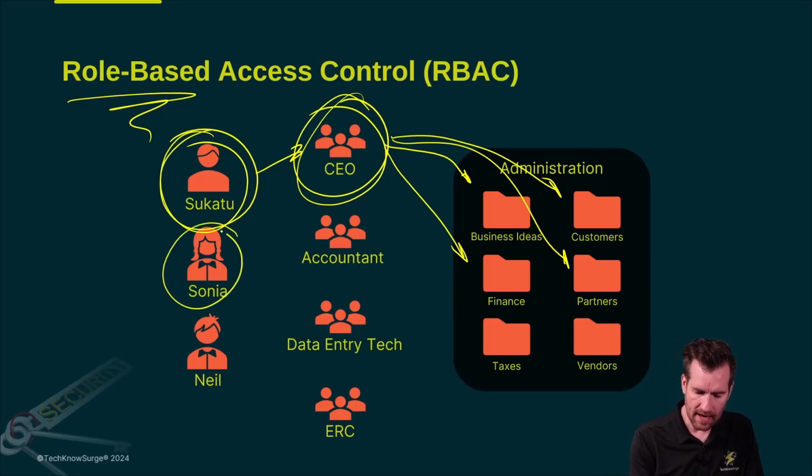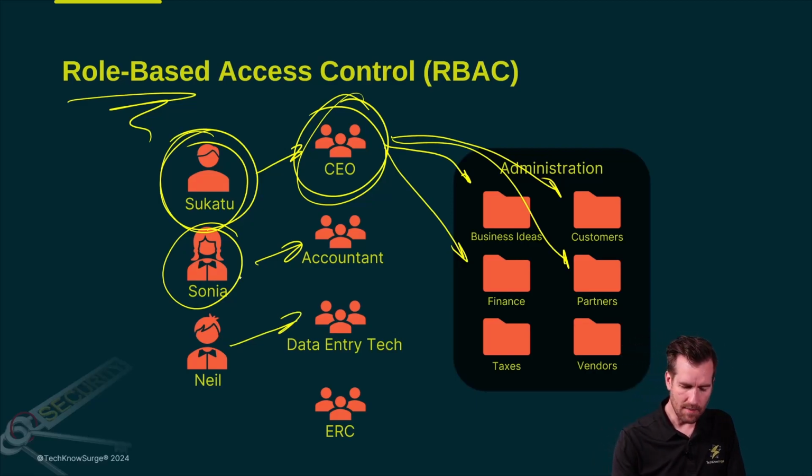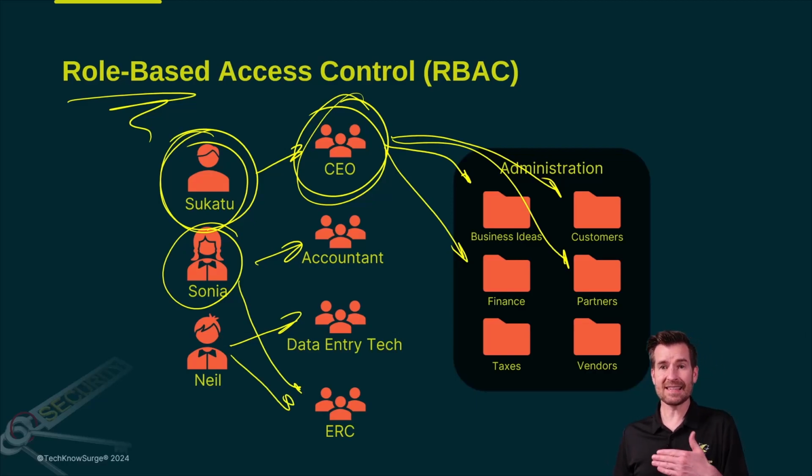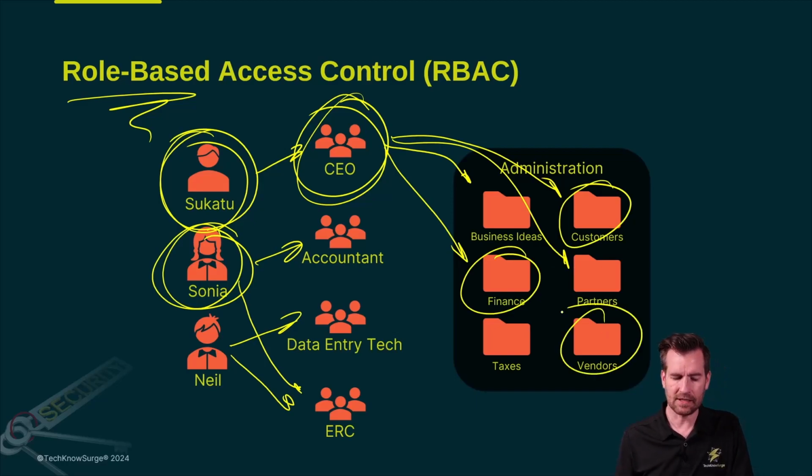And same thing, Sonia has access to all the resources that accounting has access to. Neil has all the access to the data entry. Maybe Sonia and Neil are both part of the ERC. So this is set up so that people have access to roles or are part of roles, and then the roles have access to different folders and different resources. Now, the one reason why you set it up this way is, let's say we were to set up Sonia directly on certain folders here, and then Sonia switches positions within the company.